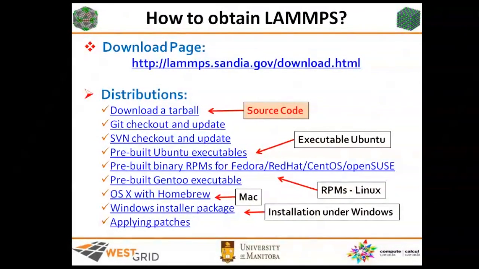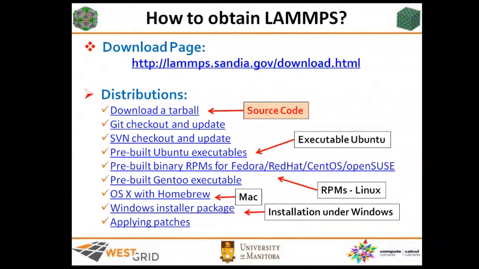Now, how to obtain LAMMPS? You just have to go to the website and download the code. There are different methods to download it. You can download the Windows installer, a binary to install under Windows, which is good just for testing or for developing your input script. You can also install it on Mac, which is also good for testing, because you cannot run a longer simulation using your laptop.